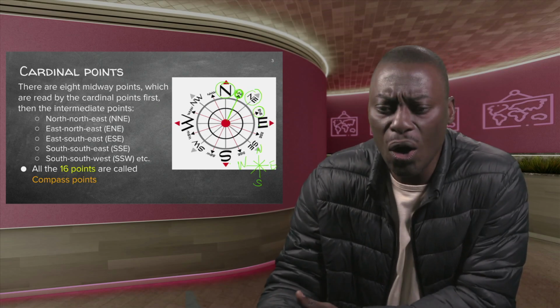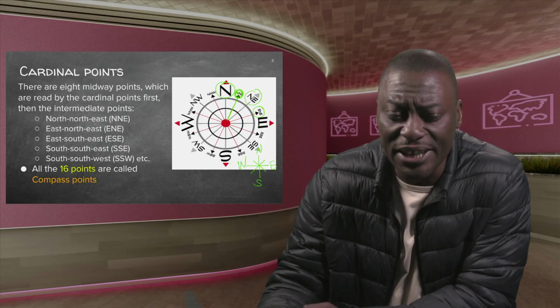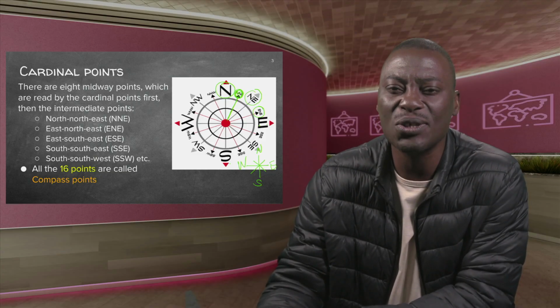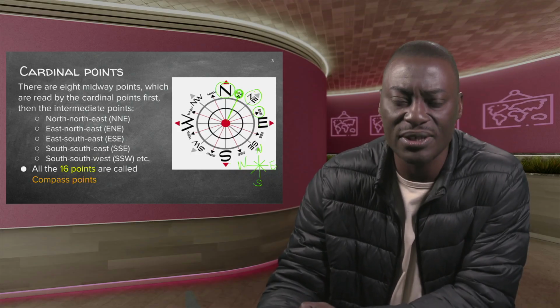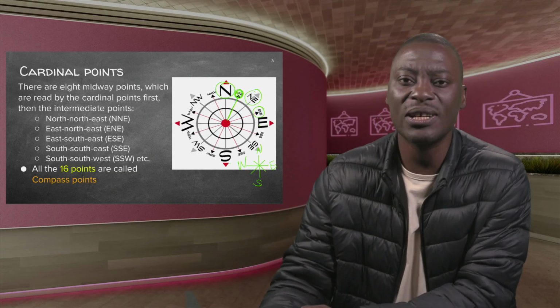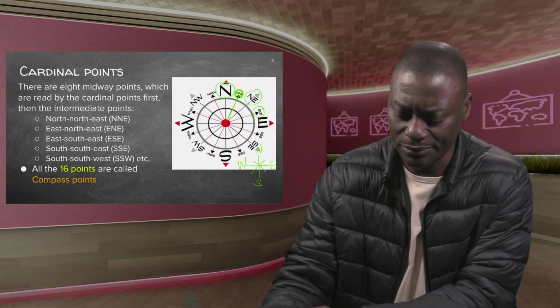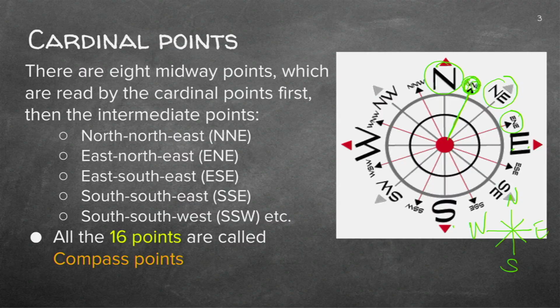All of the points that we use in geography total up to 16 of them, and these are referred to as compass points. They are used for compass direction, and it's important that you're able to tell the direction of one point from the other. So let's see if you can do that.